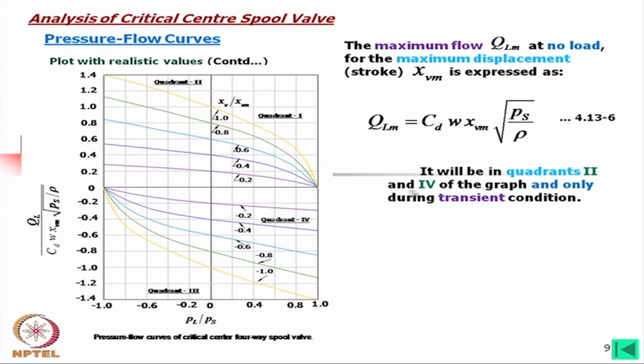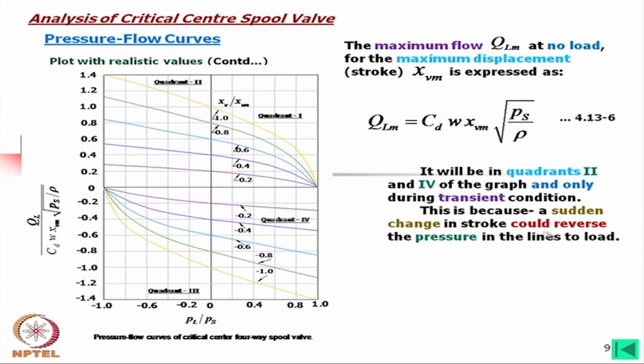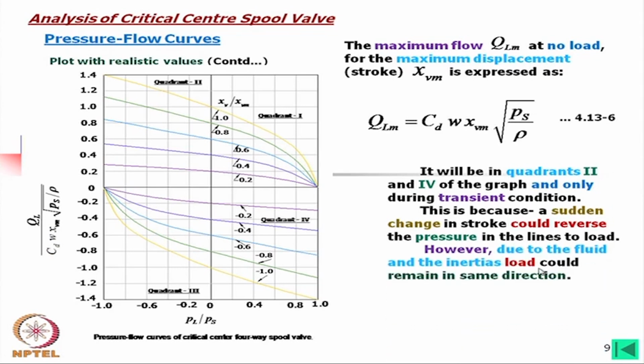It will be in quadrants 2 and 4 of the graph and only during transient conditions. Quadrants 2 and 4 are valid if you think of the transient conditions, because a sudden change in stroke could reverse the pressure in the lines to the load. That means, if we think of this valve where the line is connected to the load, then a sudden change in stroke will reverse the pressure immediately, but due to the fluid and the inertias, the load could remain in the same direction, or it will try to move in the same direction although the pressure has changed.